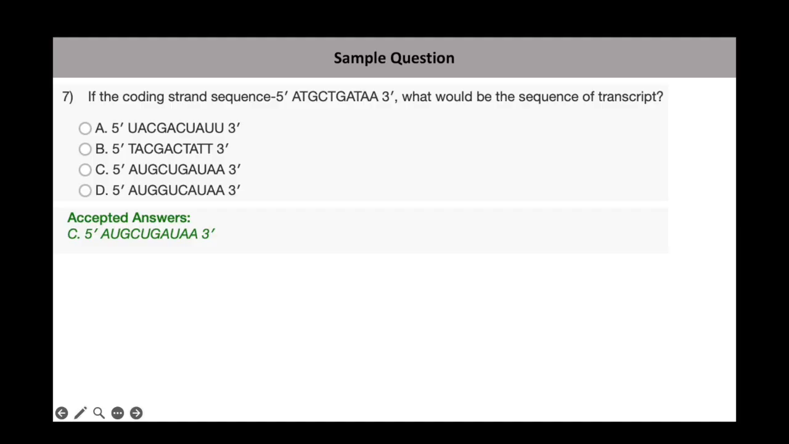But if the strand that is given is the antisense strand, or 3 prime to 5 prime strand, then in that case the mRNA that will be produced will be of complementary sequence. You need to take care that if the DNA sequence that is given is in the 3 prime to 5 prime direction, or what is called the antisense direction, then in that case it will be complementary.